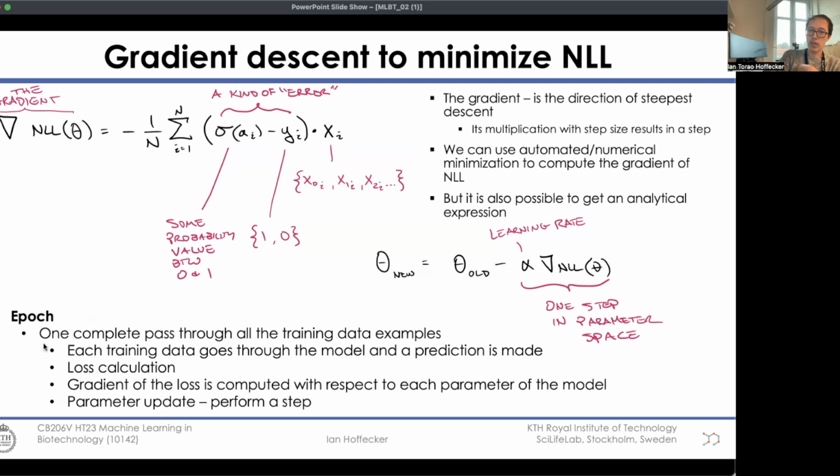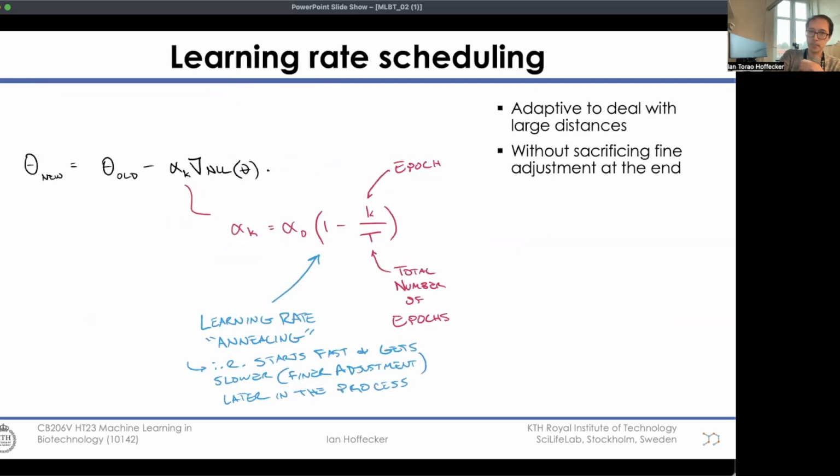So now we have a new set of parameters. We can make a new set of predictions. And we keep going until the gradient stops changing, until the negative log likelihood is a very low value. And this is going to correspond to our optimal set of parameters, or hopefully the global minimum in this parameter space.